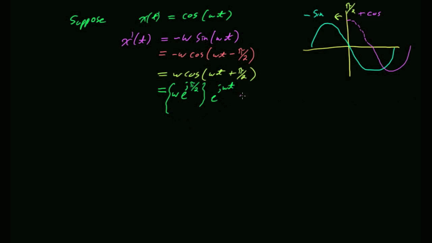So this is the little derivation. j omega e to the j omega t. Essentially, we started with a cosine, e to the j omega t, and I took its derivative.